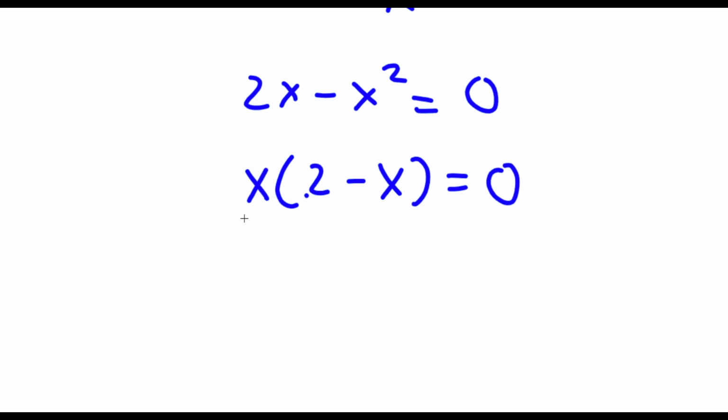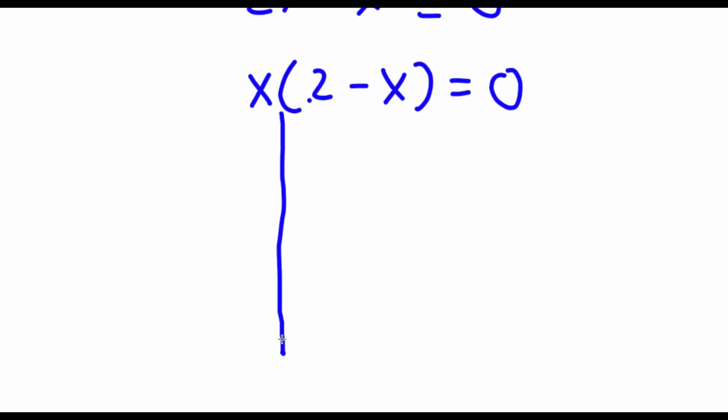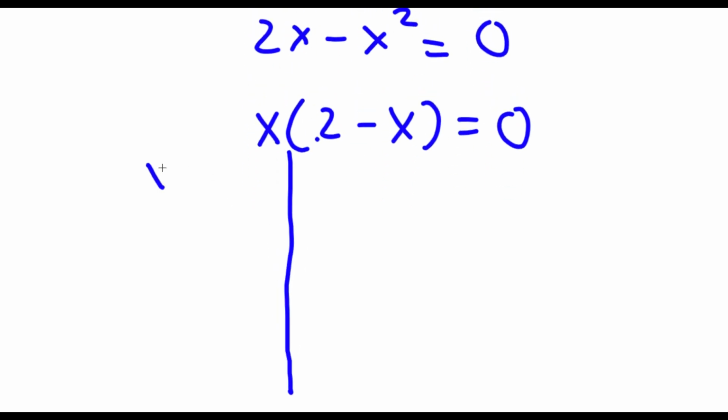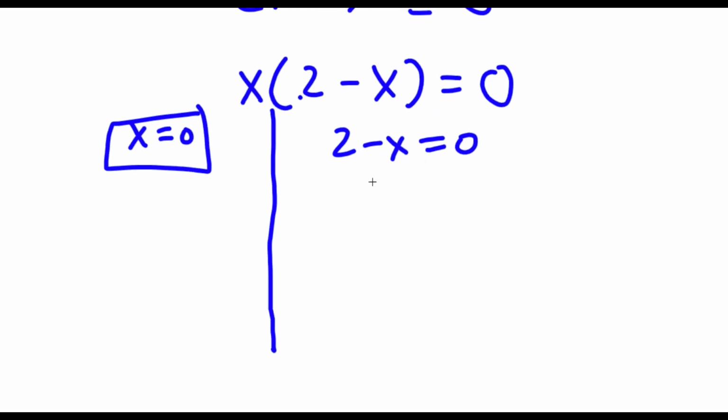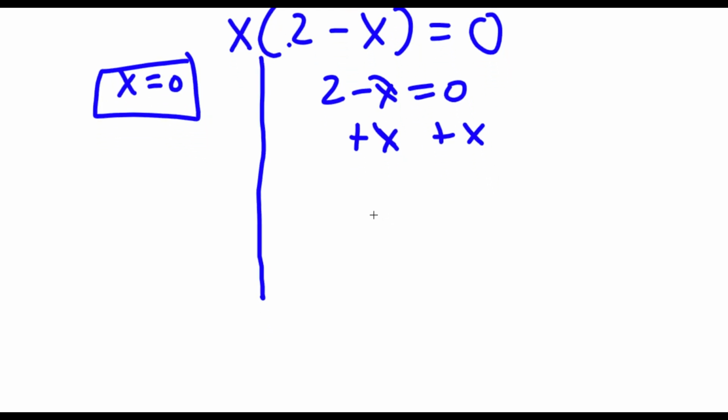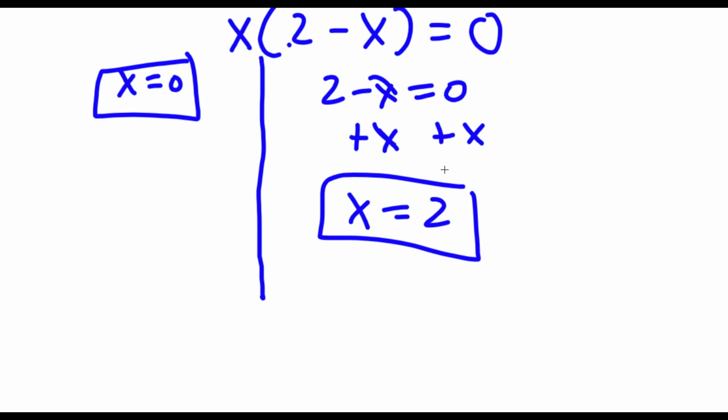So now this is going to give me two equations. I have x is equal to 0, and I also have 2 minus x is equal to 0. So x equals 0, this is already solved. This is already a solution. For 2 minus x equals 0, all I have to do is add x on both sides, and I get x is equal to 2. So these are two solutions to this problem.